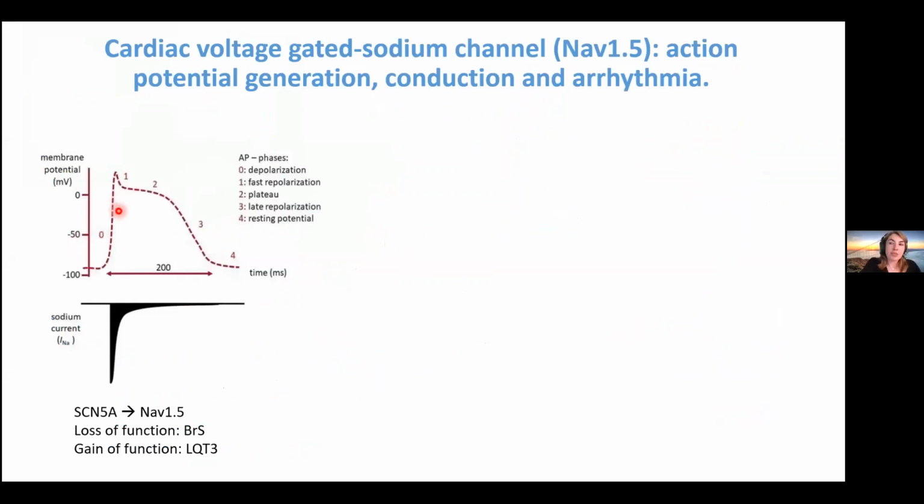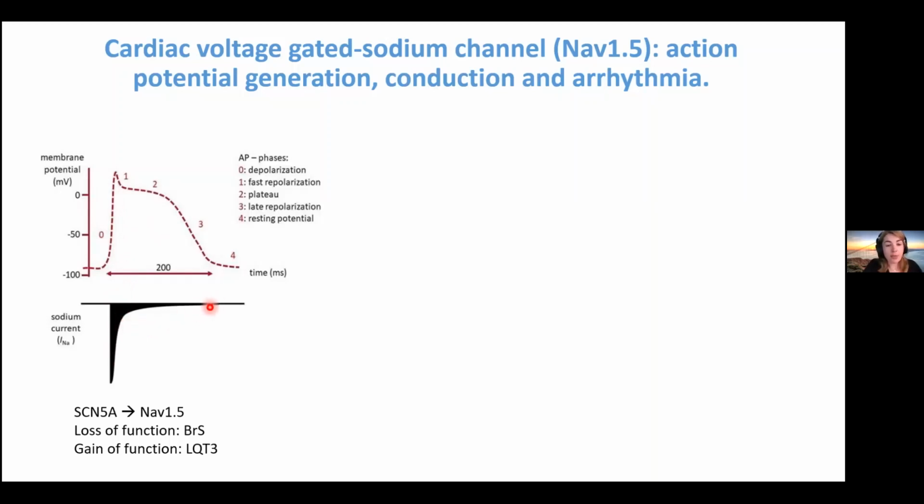So the cardiac action potential is the electrical signal which initiates the events leading to contraction. It's controlled by the sequential opening and closing of a variety of different voltage-gated channels. And in particular, this rapid depolarization or upstroke is controlled by the sodium current through NaV1.5 channels.